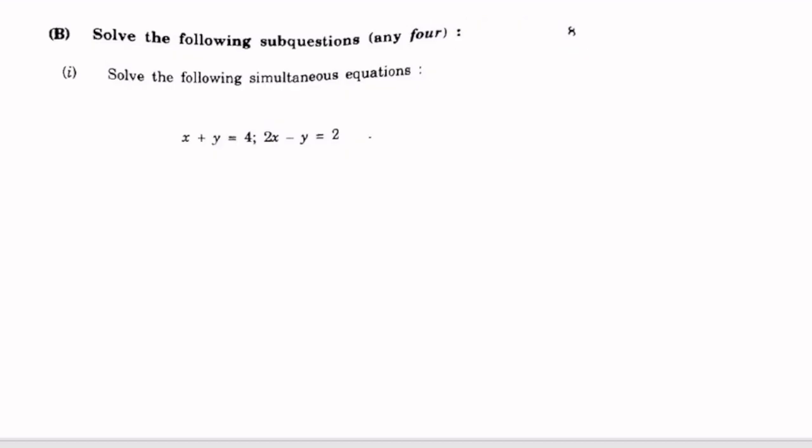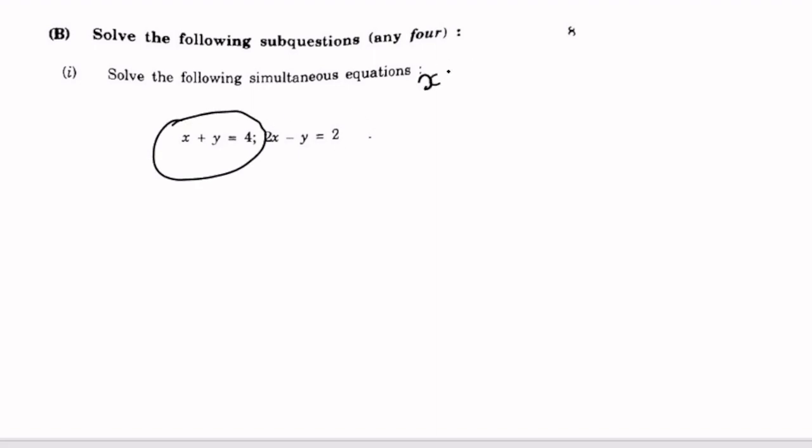Now question number 2b. Solve the following sub questions, any four. Solve the following simultaneous equation. And any four, it's 8 marks. It means per question is of 2 marks. Okay, let's do that. Here it says x plus y equal to 4 and 2x minus y equal to 2.